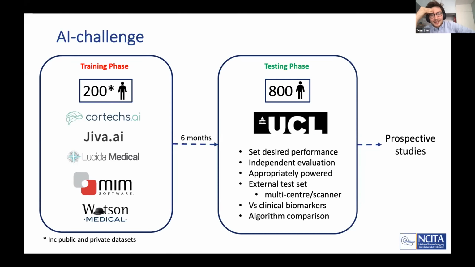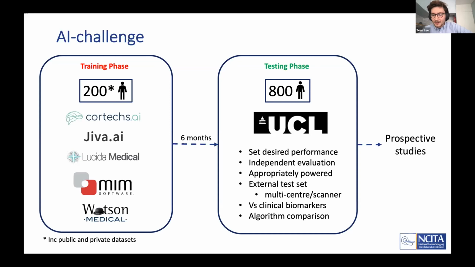What that allows us to do is to set a priori what we think is a clinically relevant performance, task and metrics that we want these algorithms to hit, so that we can evaluate them independently from the companies. We have an appropriately powered large test set of about 800 participants, which is external and has multiple centers and tens of scanners from all major vendors. We can also make comparisons against other, simpler clinical biomarkers such as PSA density, and also between algorithms.